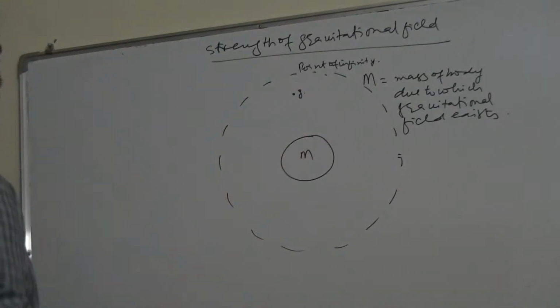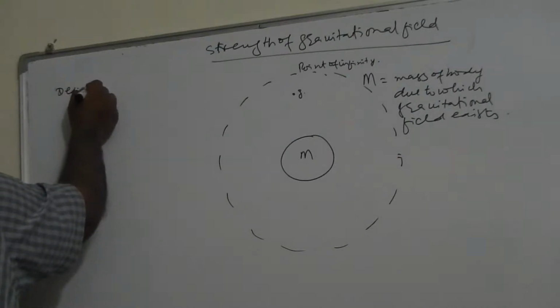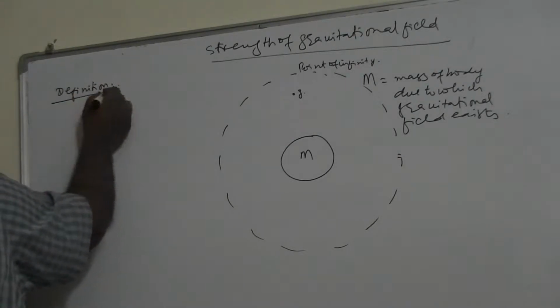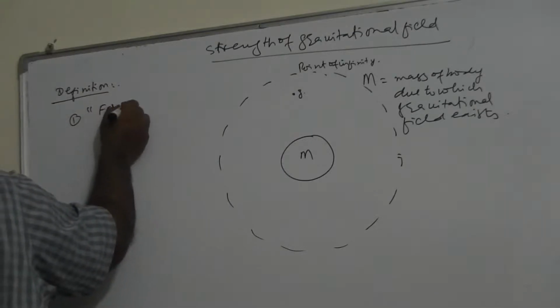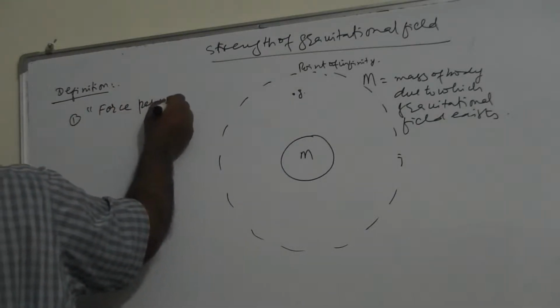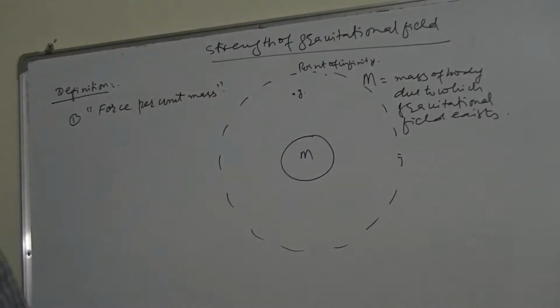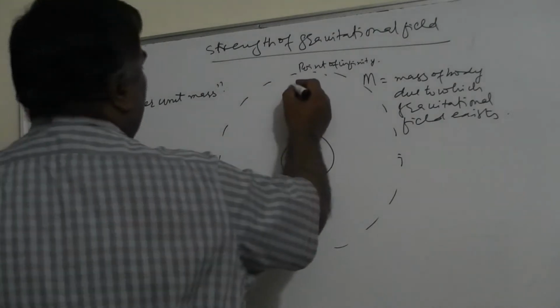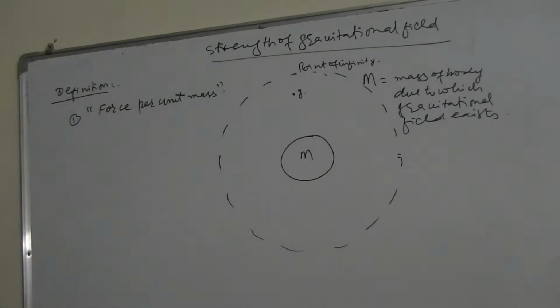I define it first. What is the definition? The definition must be perfect. I will give two definitions here, both are okay. First one is, I say force per unit mass. Force per unit mass means whatever force is exerted if I place a 1 kg body here, that is the strength of gravitational field.